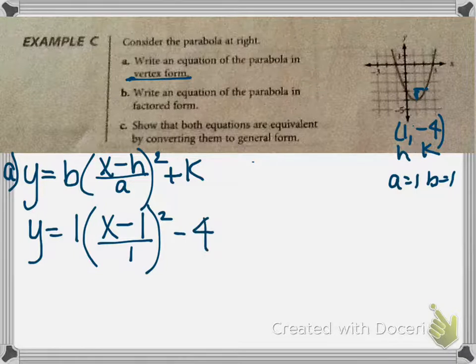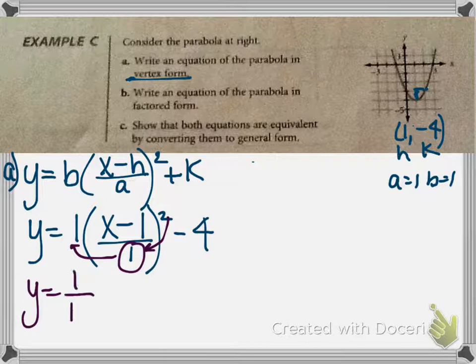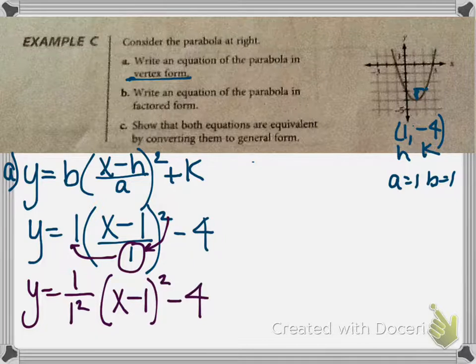If I'm going to write my scale factor as a single factor like we did in example A, I'm going to take the denominator, I'm going to square it, and then put it out under here. So I'll have y equals 1 over 1 squared times, now I keep the numerator, x minus 1 squared minus 4. And when I simplify this, 1 over 1 squared, that's just 1, so I don't even need to write it.